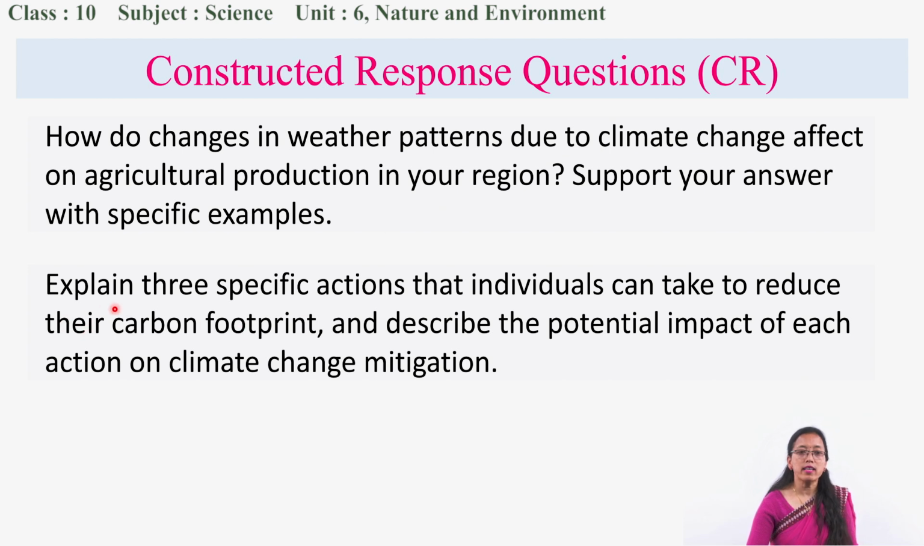Next question is, explain three specific actions that an individual can take to reduce their carbon footprint, that means carbon emission, and describe the potential impact of each action on climate change mitigation. Okay, can you do this? Just write what an individual can do for climate change. That means what mitigation you can do for this, you have to write and show to your science teacher.